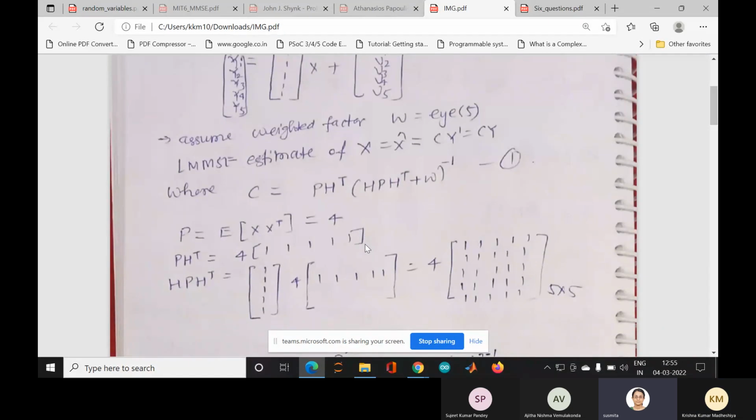The error covariance was already derived in the class, right? Yes, ma'am. LMMSE, the linear minimum mean square error estimator, was also derived in the class. Then you just need to use that, correct? I don't find that. That was a question. That was also a question.